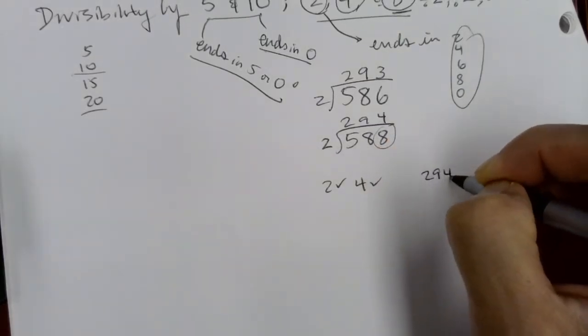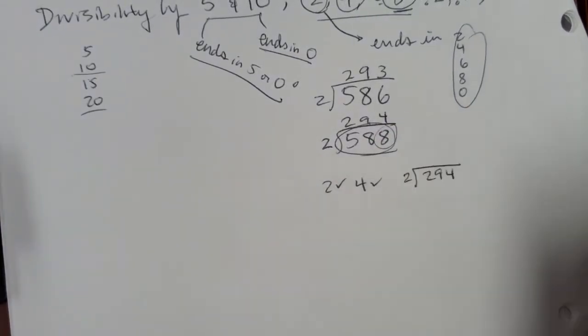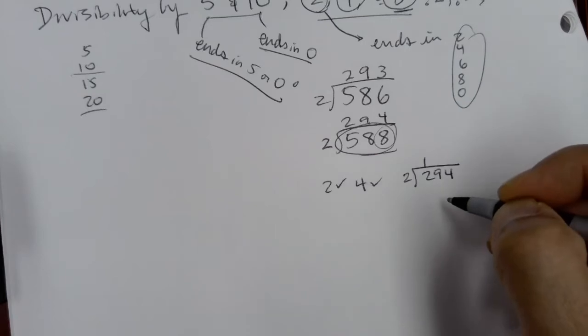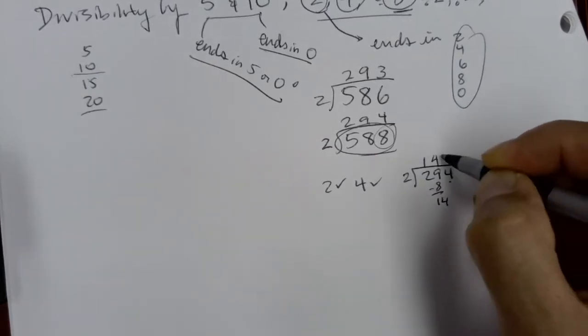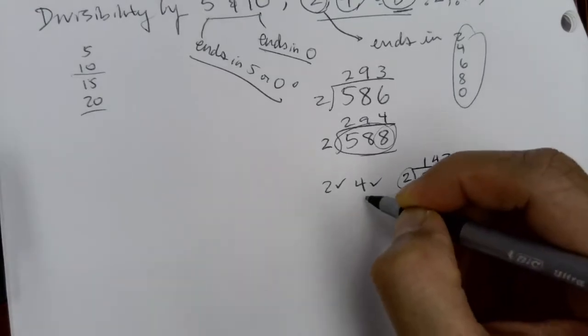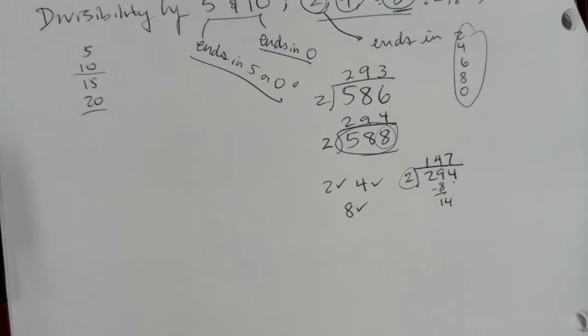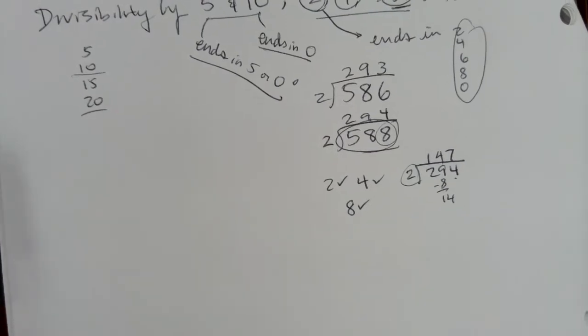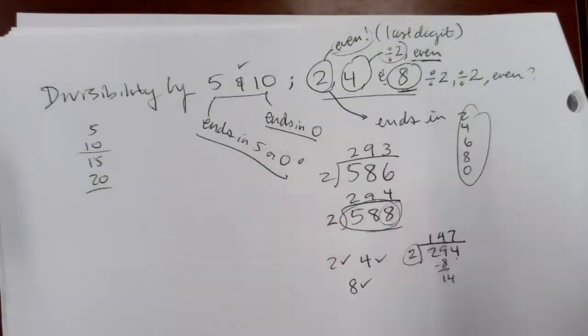Let's see if this number is divisible by 8. Well, let's see if there's another 2 in there. 148... 4. Oh, hey, there is another 2 in there. So now this one is also divisible by 8. Look at that. So that's checking for divisibility by 2, 4, and 8.